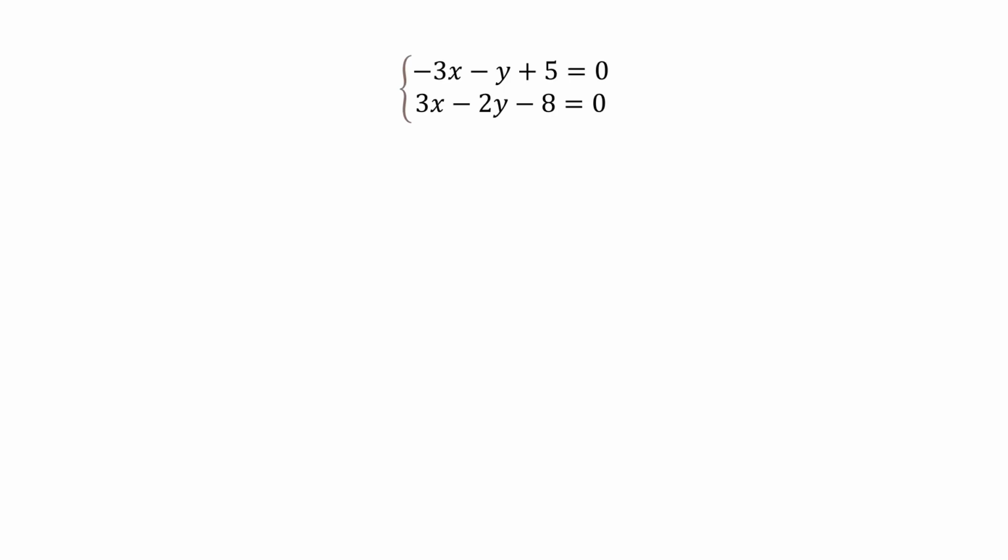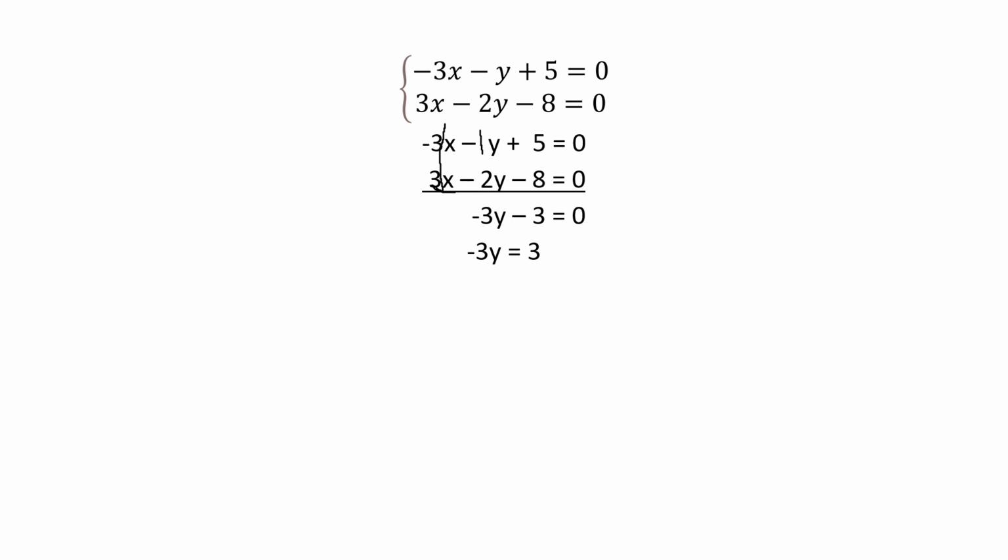So let's do one more. I have negative 3x minus y plus 5 equals 0, and 3x minus 2y minus 8 equals 0. I'm going to add these down. And when I add those down, there it is. Negative 3x plus 3x goes away. Don't forget your understood 1 there. Negative 1y minus 2y is negative 3y. 5 minus 8 is negative 3. And of course, 0 plus 0 is 0.